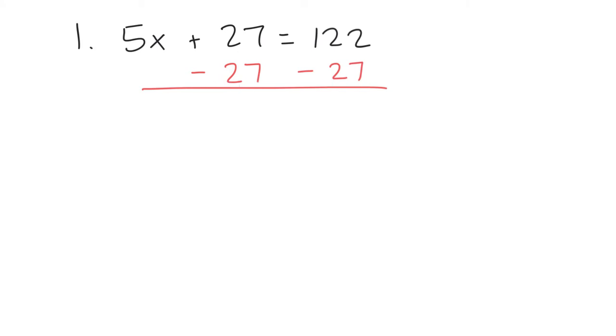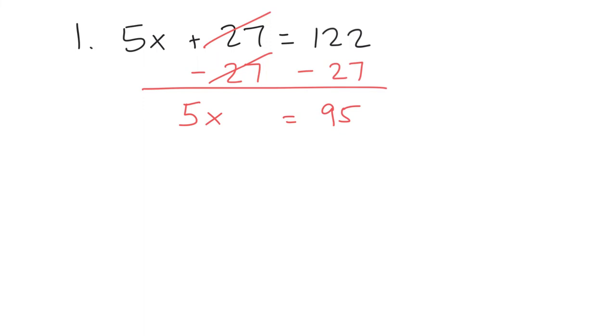The properties of equality tell me that as long as you do something to one side and you do the same thing to the other side, your equation is still going to be in balance. And that's really important, that your equation stays in balance. Anyway, the 27s will cancel out, and I'll be left with 5x equals 95.